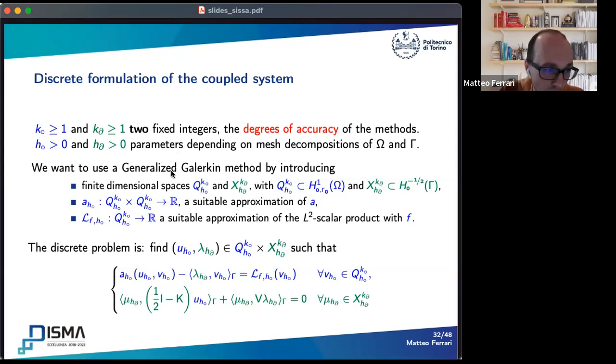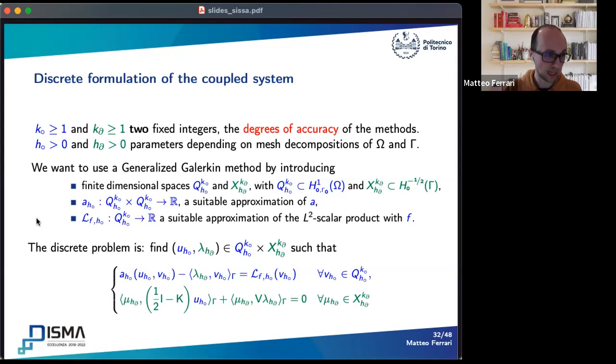We will apply a generalized Galerkin method. So we have subspaces of these Sobolev spaces, Q and X. We have an approximation of A, this is why we say generalized, and an approximation of the L2 scalar product with F. This is just the setting. So we have four ingredients, these two spaces and these approximations.